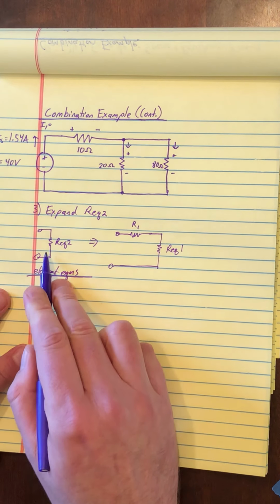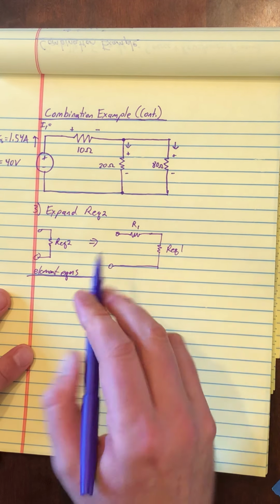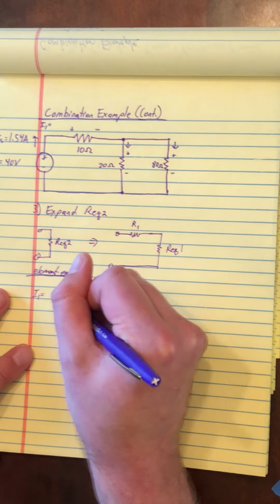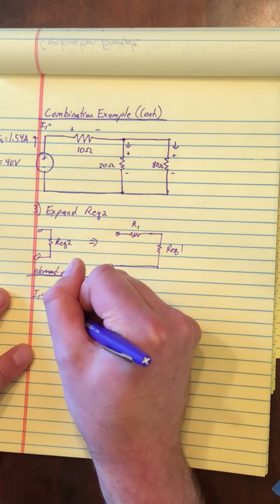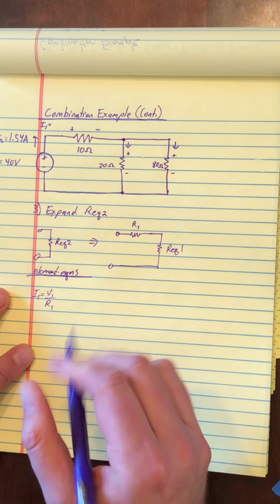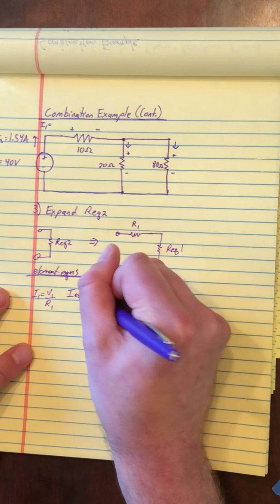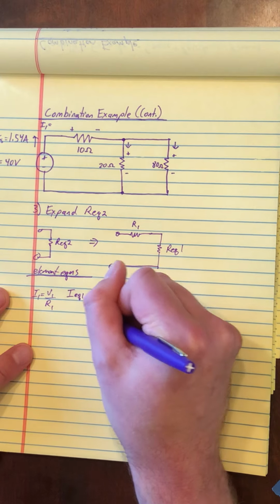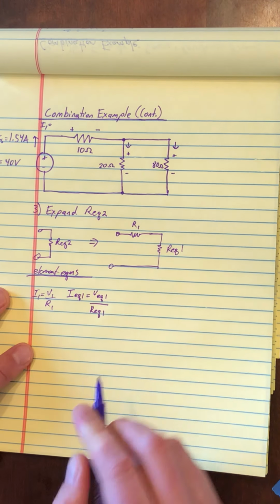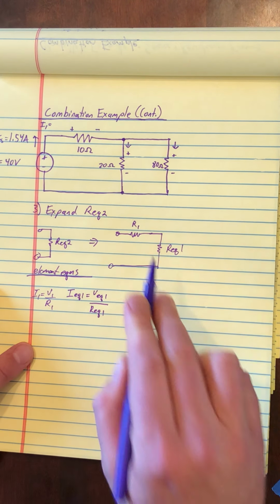So my element equations, now I'm looking at expanding out here, so I'm going to use these ones. So I1 is V1 over R1. And then I have one for REQ1 too. So IEQ1 is equal to VEQ1 over REQ1. So those are two element equations for those.